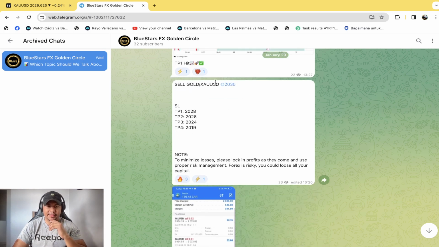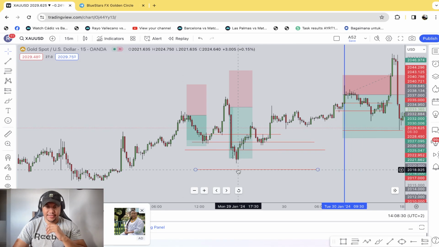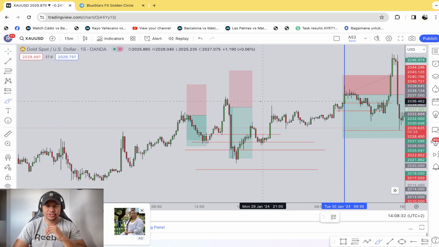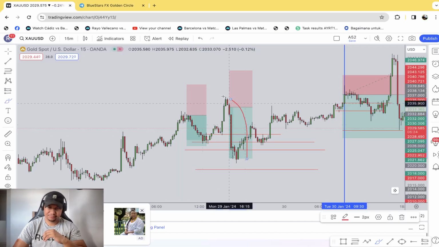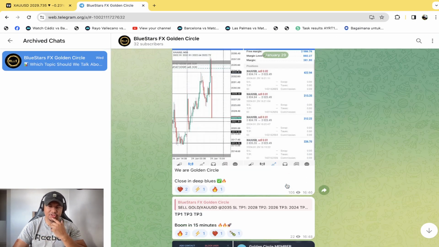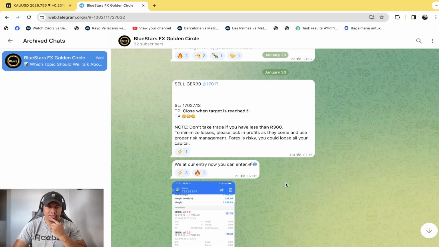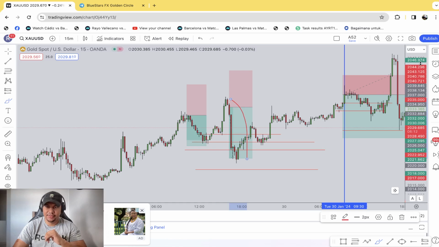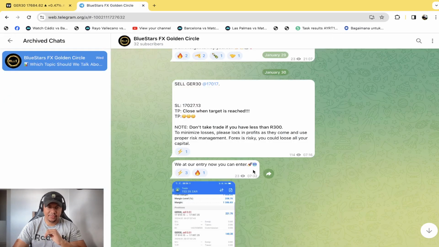Then on the 29th again at 4:20, here was another beautiful gold signal that was sent, but again, no stop loss. I don't know why people are scared to put in a stop loss, really. But we'll see. Let's continue. Close when target is reached. Sell German 30. There's a stop loss. We're going to go check that out very quickly.